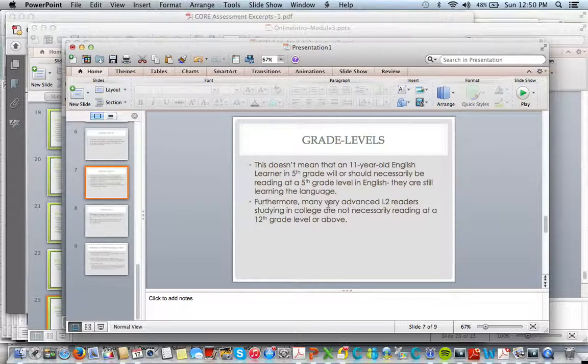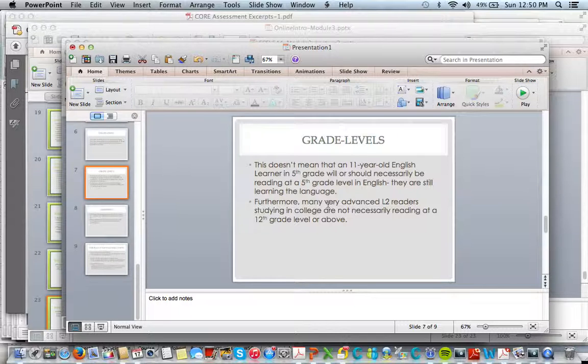So this doesn't mean that an 11-year-old English learner in fifth grade will or even should necessarily be reading at a fifth grade level in English. They're still learning the language. And furthermore, something that I think a lot of people don't realize is that just because you have a very advanced L2 reader and they're studying in college, that doesn't mean they are reading at a university level.